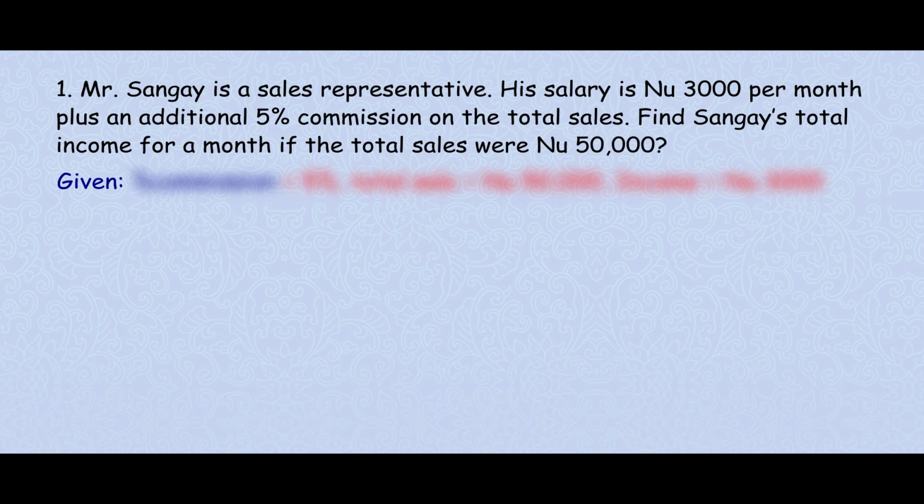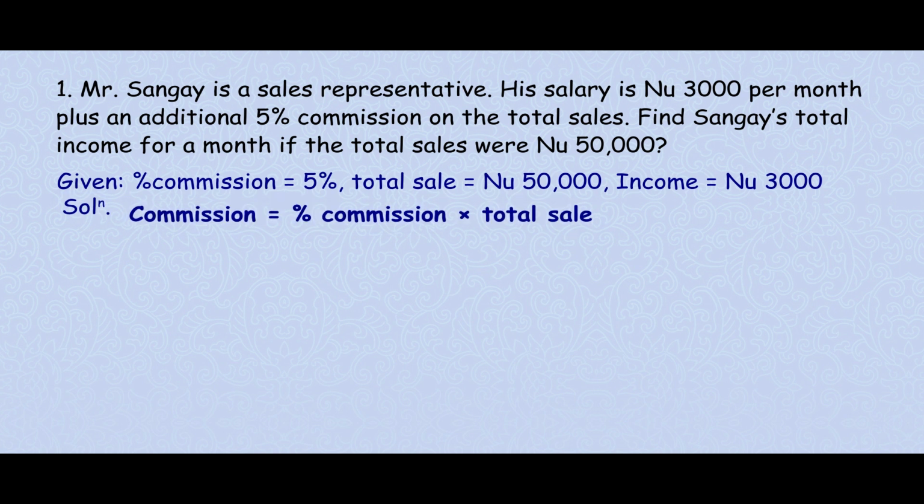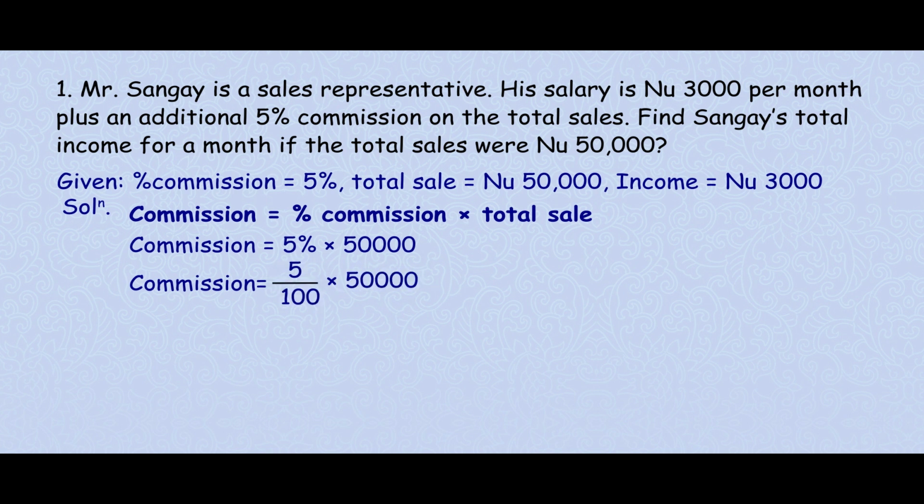The percentage of commission given is 5%. Total sale is Nu 50,000 and your income, that is a salary, is Nu 3,000. Then commission is equal to percentage of commission times total sale. Commission is equal to 5% of what? 5% of your sale. So that is 5% times 50,000. Commission is equal to 5 over 100 times 50,000. You will get commission is equal to Nu 2,500.